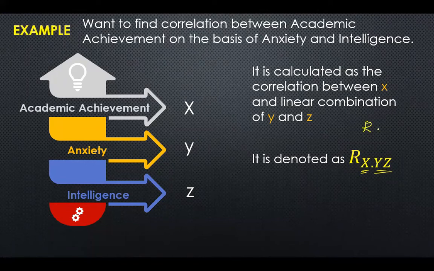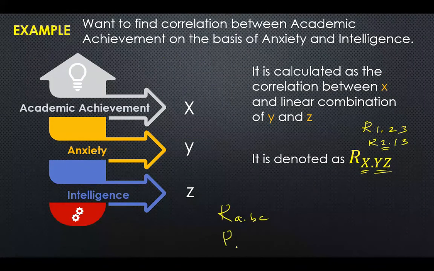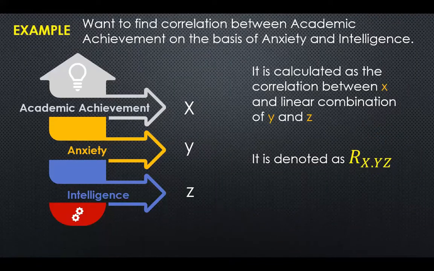Okay. So for example, R1.23 may be there, R2.13. What is the meaning of this? Variable 2 is taken first, and then 1, 3, I am going to compare it. Okay, this is very simple. See, it can be denoted by RX.YZ, or I can denote it by RA.BC, or R1.23, whichever is relevant for you, I can find it out. So here, the first variable alone is having the correlation compared with the other two. So that's what you have to remember. This is called the multiple correlation, very simple one.